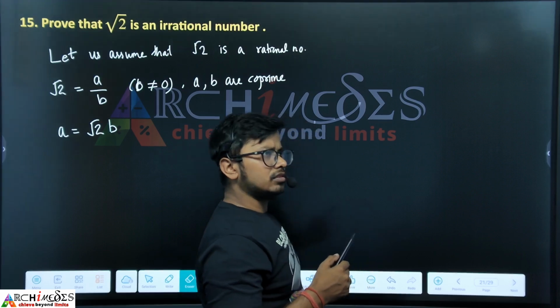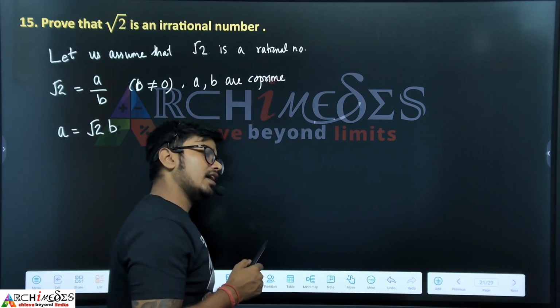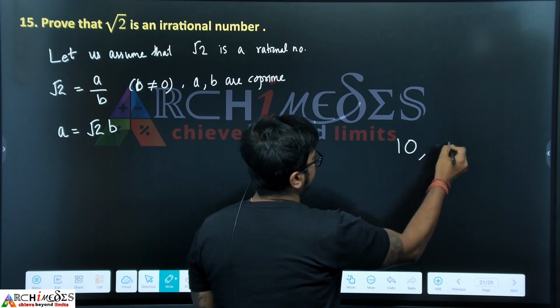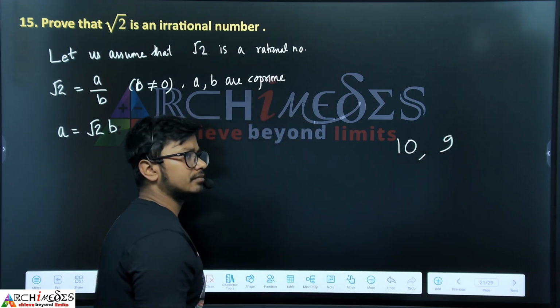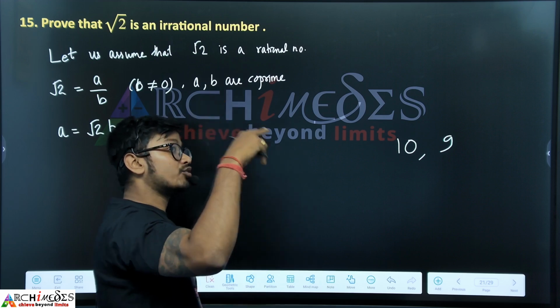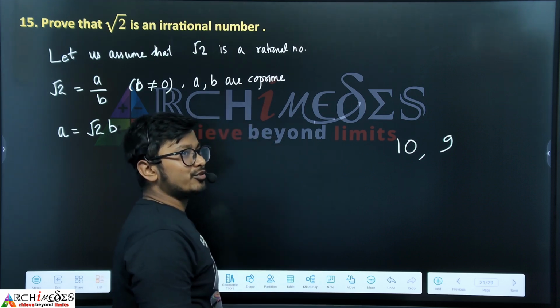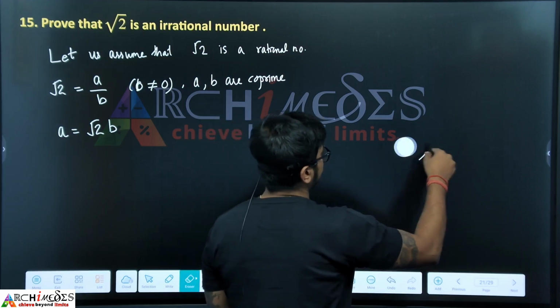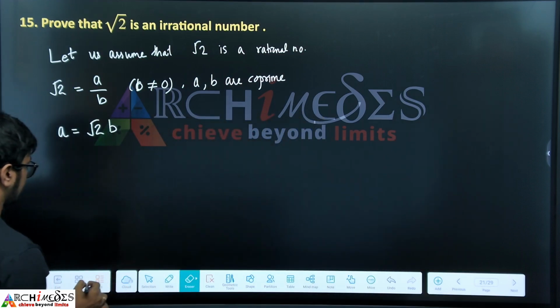No, no. Like, if I write 10 and 9, they are co-prime. Your concept is of twin primes. In twin primes, both should be prime. Clear? Later I will explain that one. Any doubt up to here?